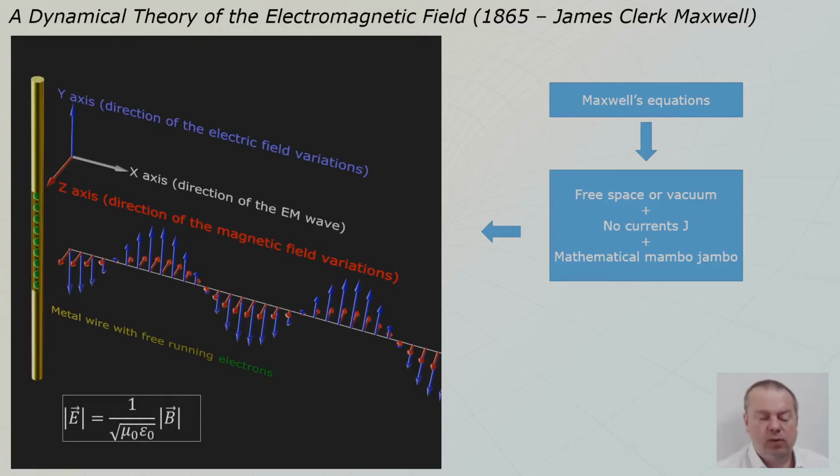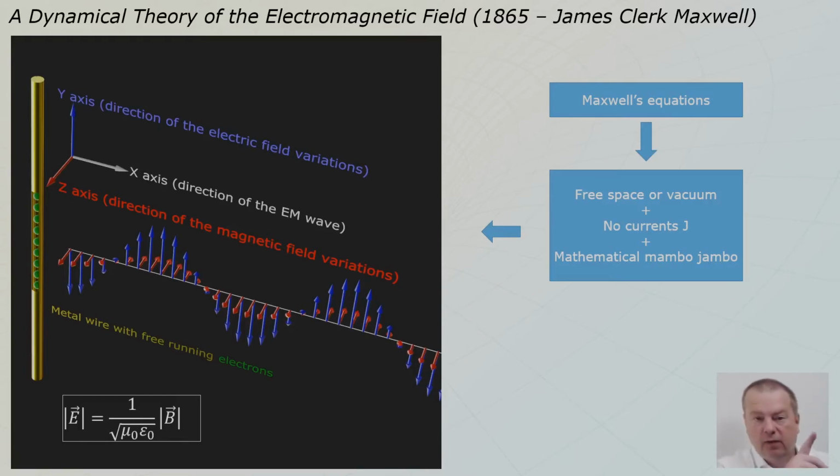From the equations, we can tell that the strength of the electric field E is not the same as the strength of the magnetic field B. There is a constant between them. And the constant is 1 divided by the square root of, and you should be familiar with all these things, the magnetic constant multiplied by the electric constant.